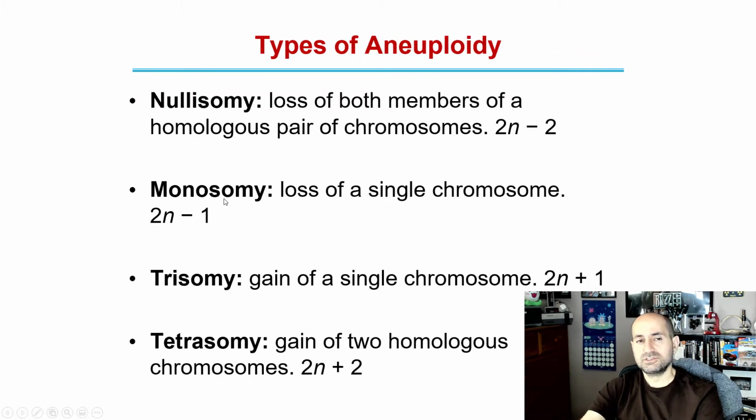Here's some terminology while we're talking about aneuploidy. Nullisomy would be if you lose both chromosomes. So now you've got 2n minus 2.